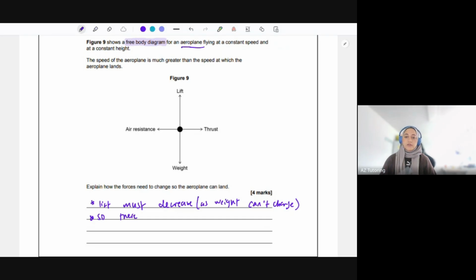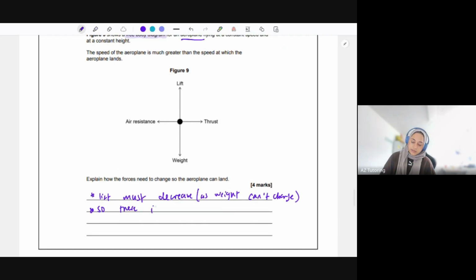Is this question higher or foundation? This is both for higher and foundation.